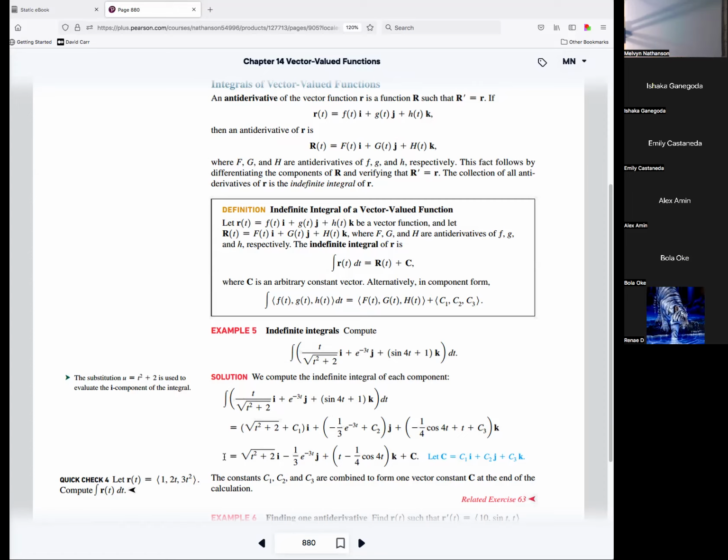So I don't know if I'm going over this too slowly or too quickly, but you have to be studying this at home, and then things should become clear.